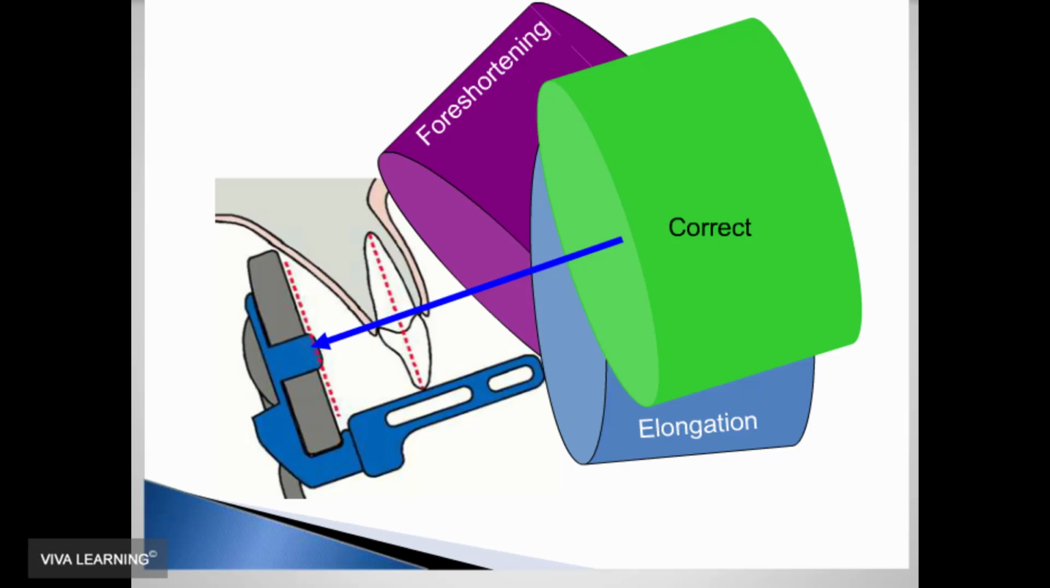This diagram just shows you how you could produce foreshortening and elongation with a parallel placement. So foreshortening would occur if the angulation is greater than the tooth and the plane of the receptor. And elongation would be if I lined up less than the plane of the tooth and receptor. The correct angulation would be the open end of the PID would be parallel to the tooth long axis and the receptor, and the central ray, the center of the X-ray beam, would be entering at a right angle.